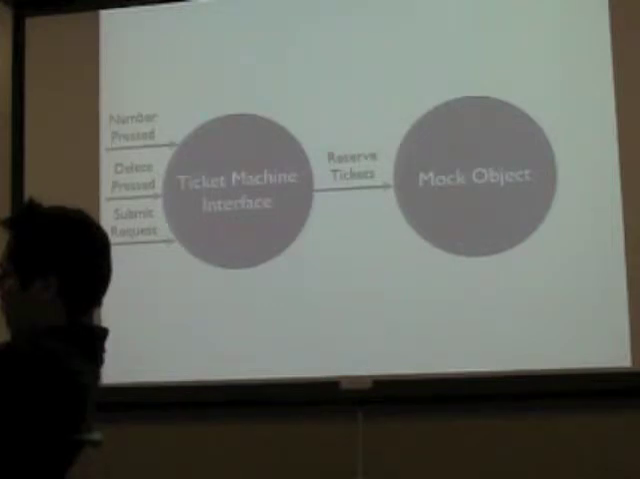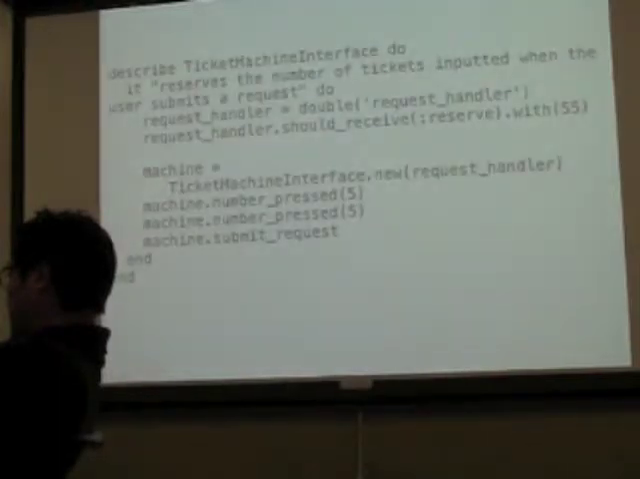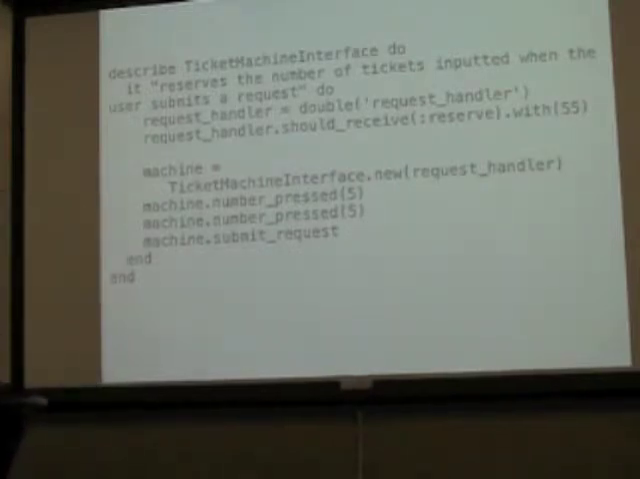It's saying, I want to assert on this message going between two objects, and I'm going to have a nice little domain-specific language to specify how to do that. And I'm going to create a fake object to do it. So in RSpec, you would write something like this. You would describe the ticket machine interface. You would say it reserves the number of tickets inputted when the user submits a request.